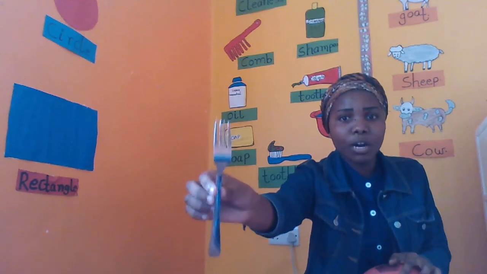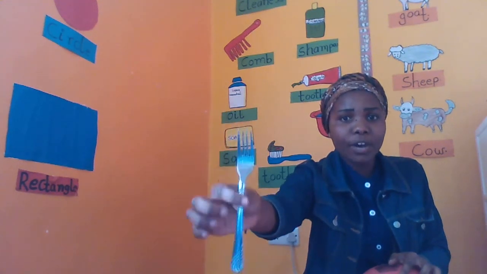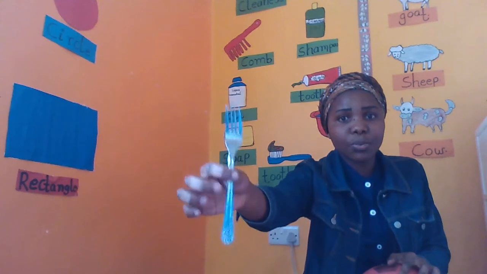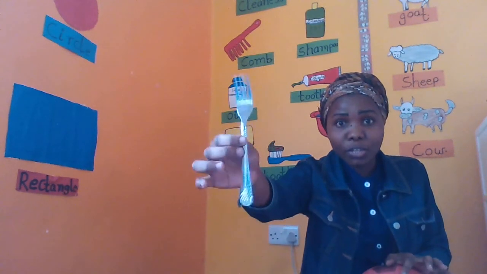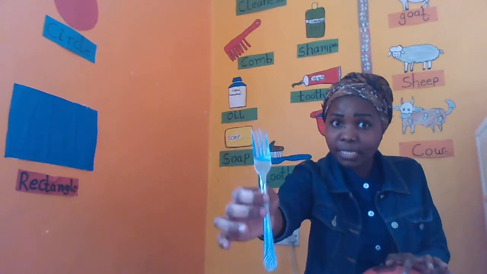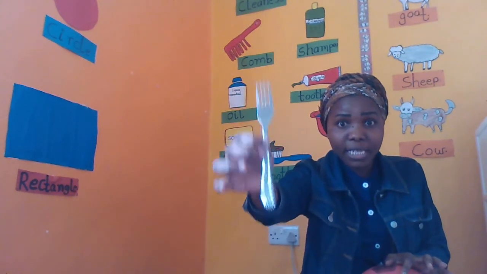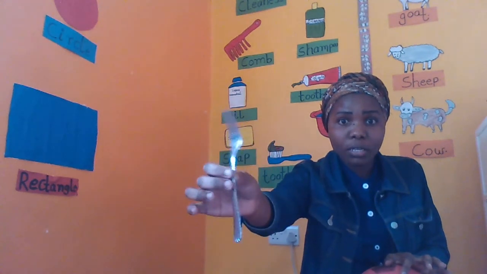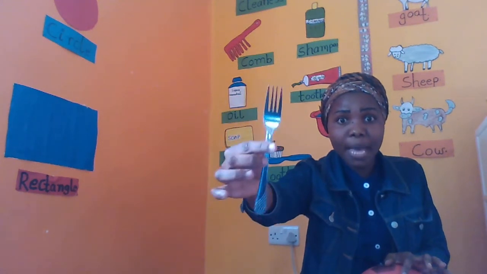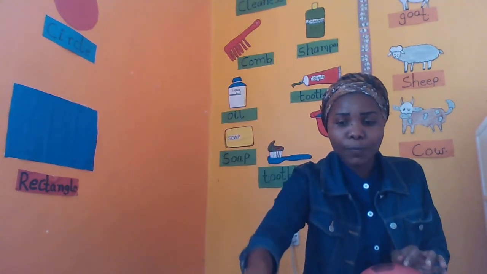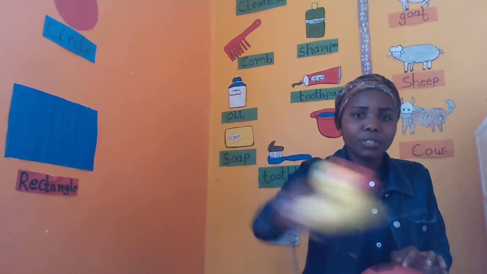A fork. We can use fork to do what? We can use fork to eat chips. We can use fork to eat spaghetti. Okay, what is this? A fork. This fork is made by iron material. Very good. How about this one?